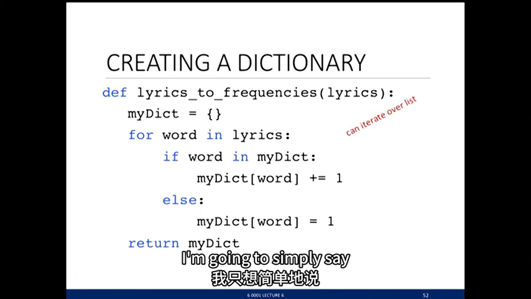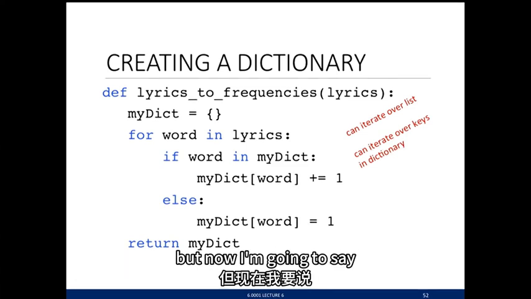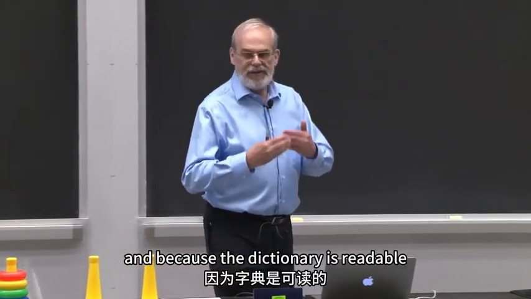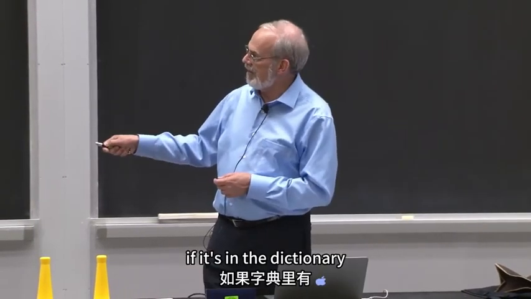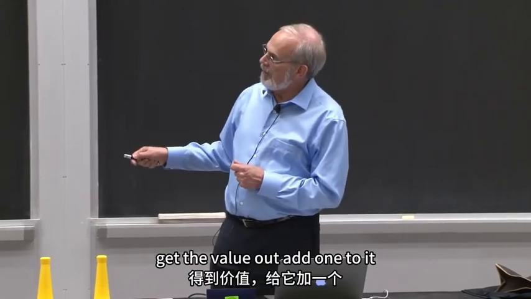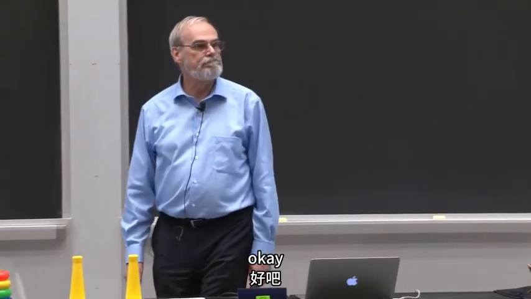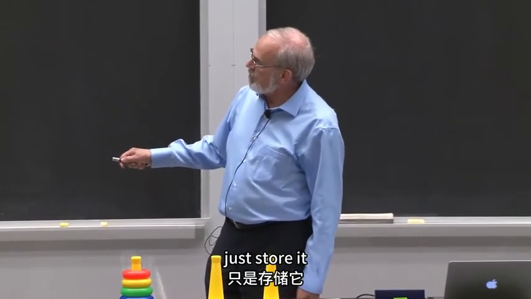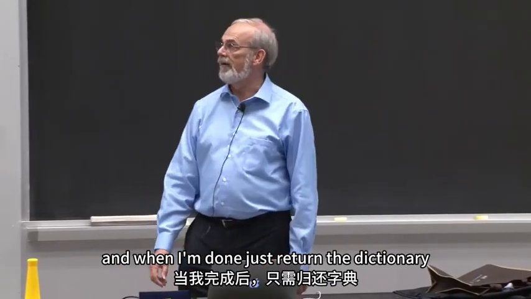So the first part is I can easily iterate over the list, but now I'm going to say if the word is in the dictionary. And because the dictionary is iterable, it's simply going to give me back all of the keys. In this case, if it's in the dictionary, okay, it's already there. I've got some value associated with it. Get the value out, add one to it, put it back in. If it's not already in the dictionary, this is the first time I've seen it, just store it into the dictionary. And when I'm done, just return the dictionary.